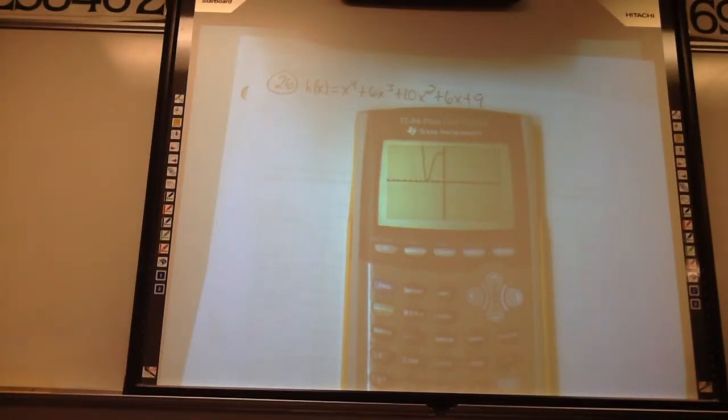Honestly, these things are really hard to work. And you're still wrong. You didn't type it in right. X to the 4th plus 6x to the 3rd plus 10x. This is x squared.